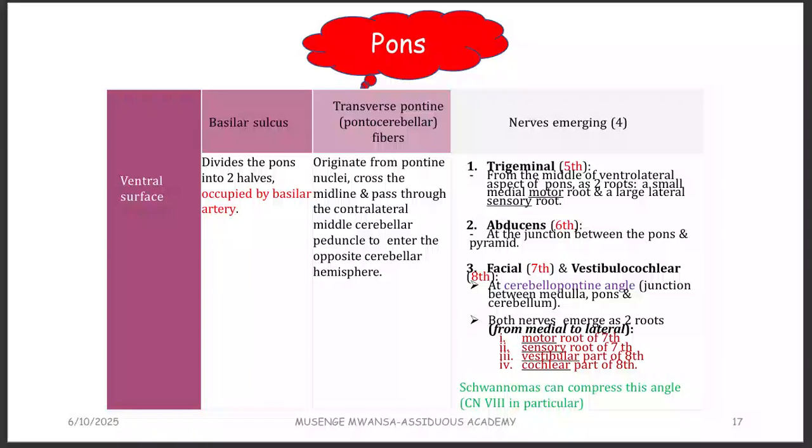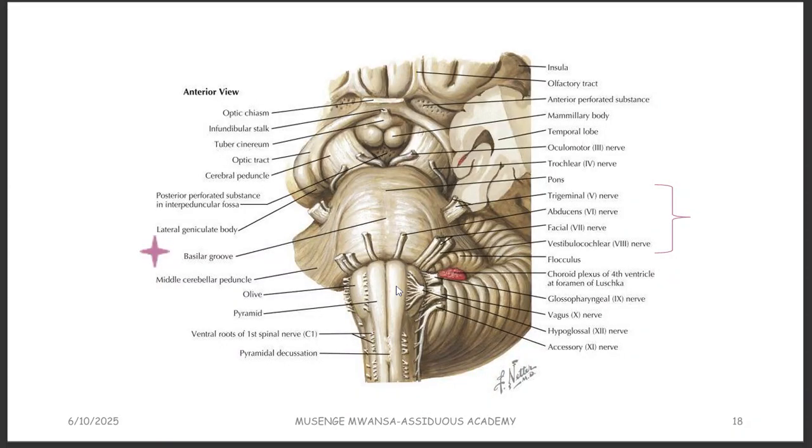The next cranial nerve is cranial nerve number 6, abducens, and this one comes out from the junction between the pons and the pyramids. Now the pyramid is this elevation on the medulla. So this one here is the abducens, cranial nerve number 6.